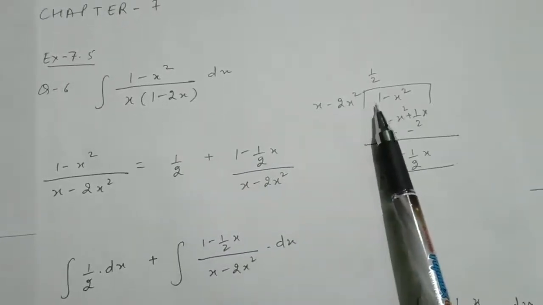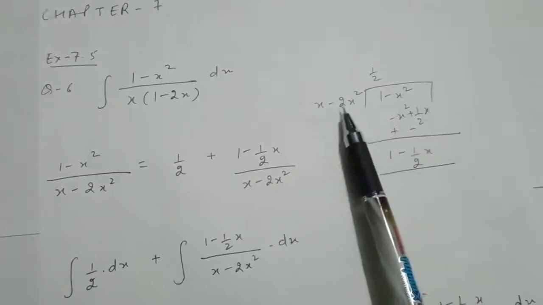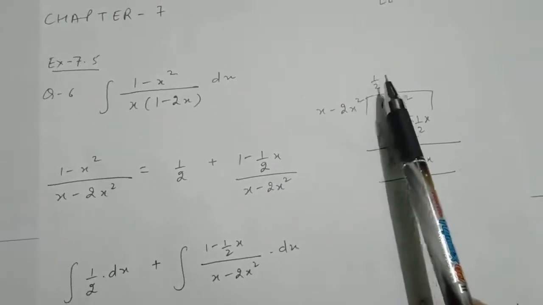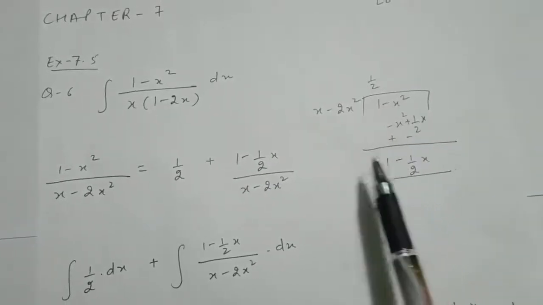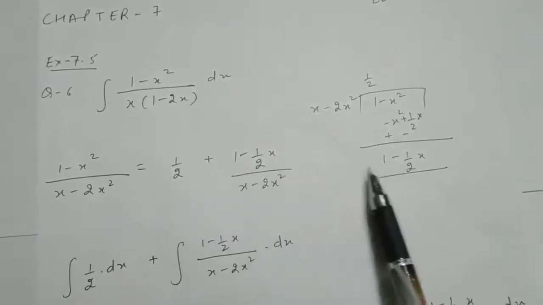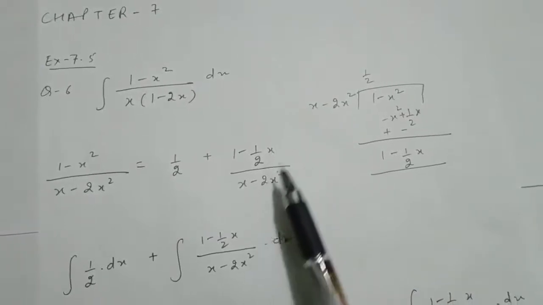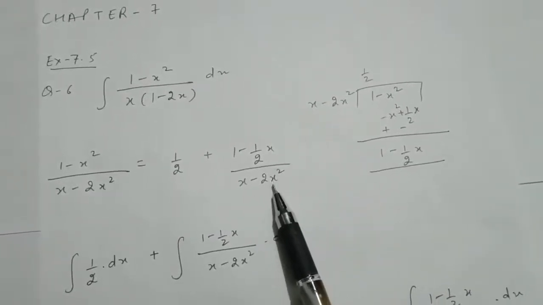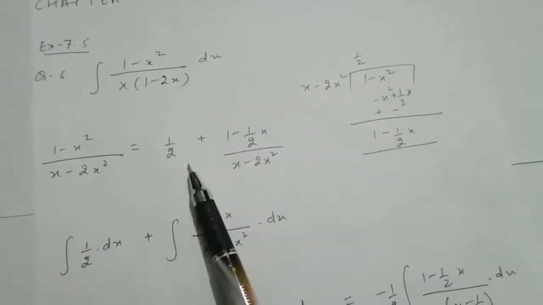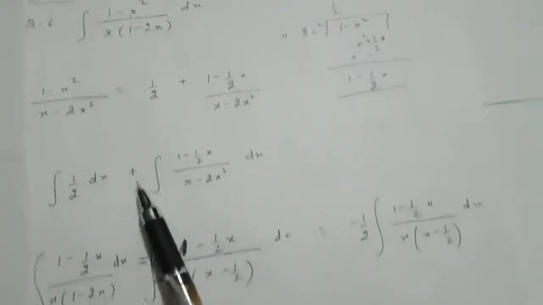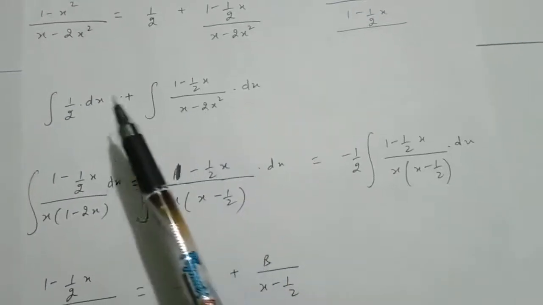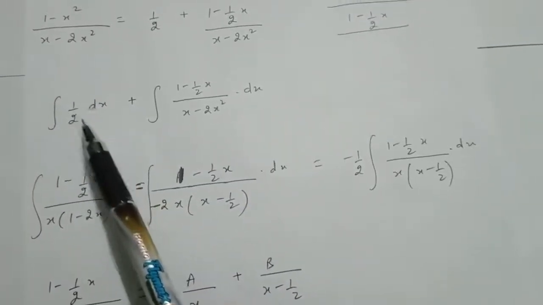So when you divide 1 minus x square by x minus 2x square, you will get this as the quotient and this as the remainder. So this can be written as 1 by 2 plus (1 minus 1 by 2x) upon (x minus 2x square). Now this integral will become the integral of 1 by 2 plus the integral of this function. Now you know the integral of this will be 1 by 2x.